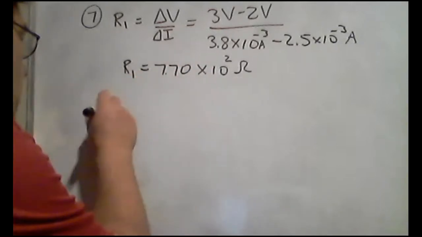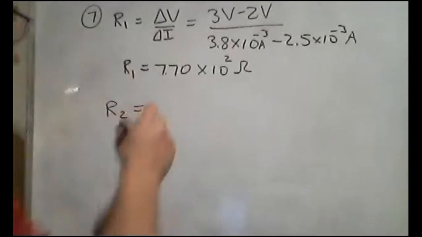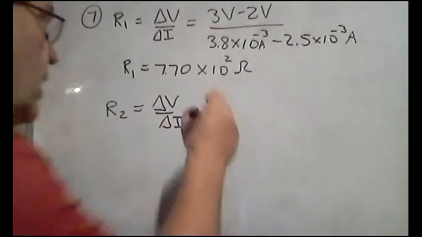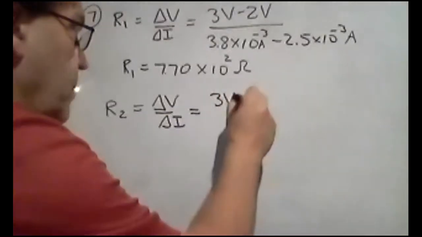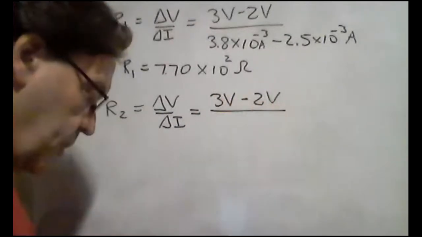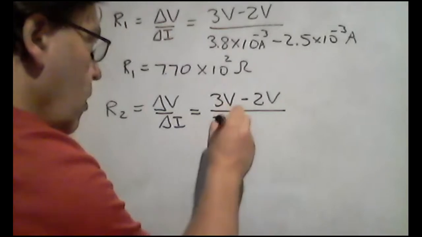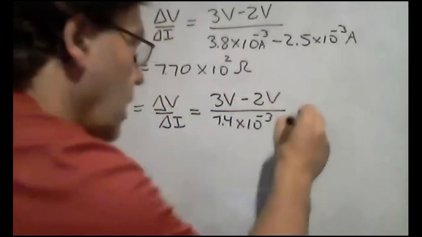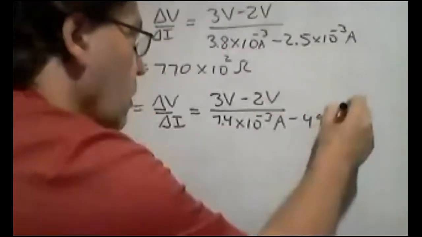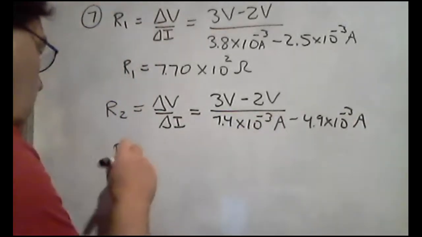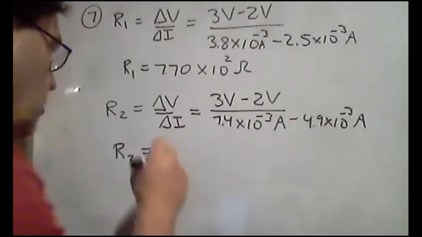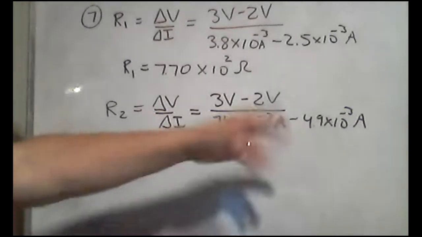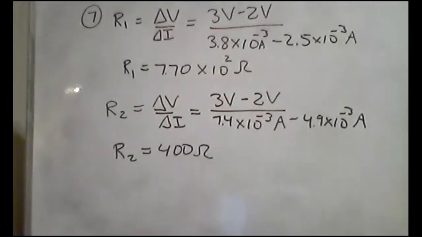When I did R2, my second set of data, again same deal, delta V over delta I. On the top, I picked the same two data points, 3 volts minus 2 volts. That corresponded to 7.4 times 10 to the negative 3 minus 4.9 times 10 to the negative 3 amperes. And then my R2, when I did it, I got 400 ohms. Because these are relatively small currents, I really had 407.